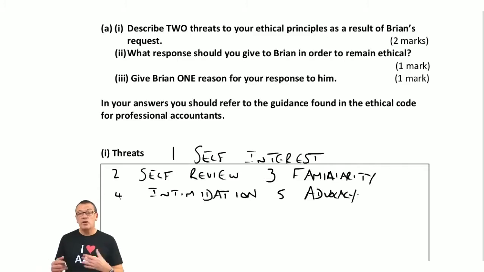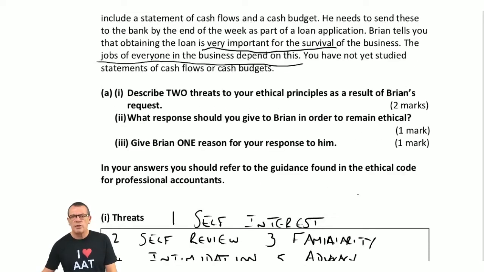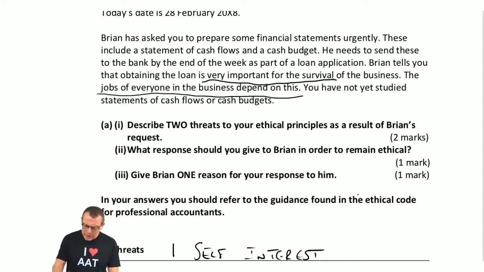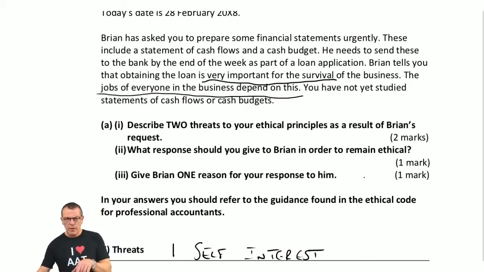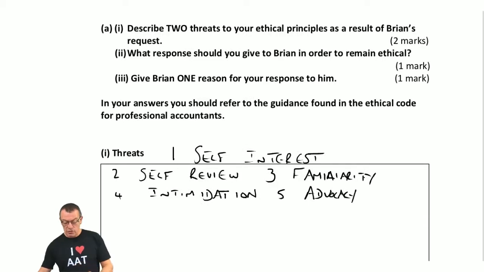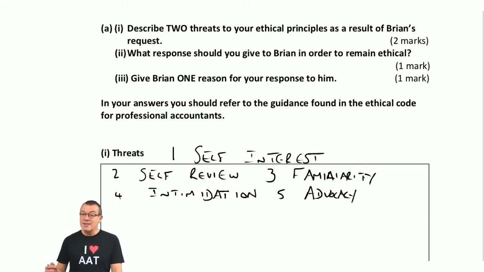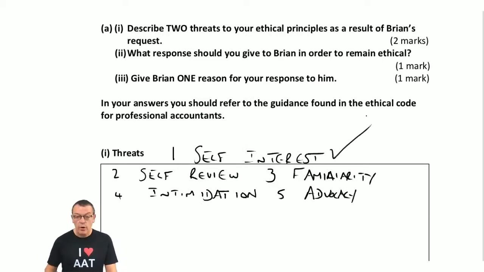So of the three, you might want to choose two. So let's have a look. Is there self-interest at stake here? That's the first one. And this is where you need to go back to the scenario. So let's go back to the question. Brian tells you that obtaining the loan is very important for the survival of the business. The jobs of everyone. Now, everyone, as you're in the position here, your job is at risk. So self-interest, we would say, yes, there is a self-interest. So that would be one.